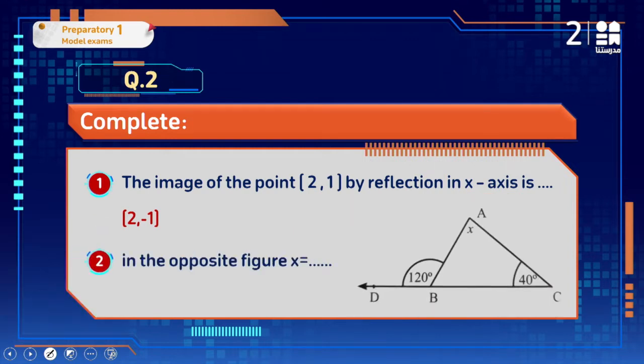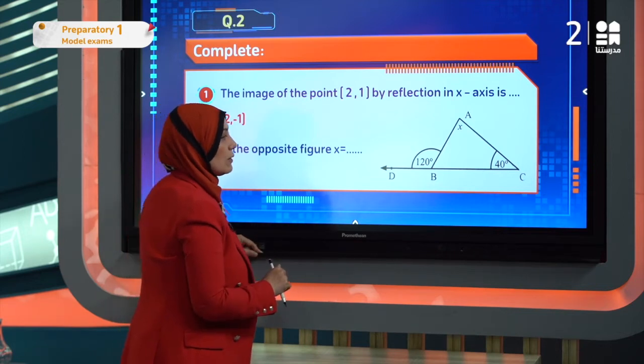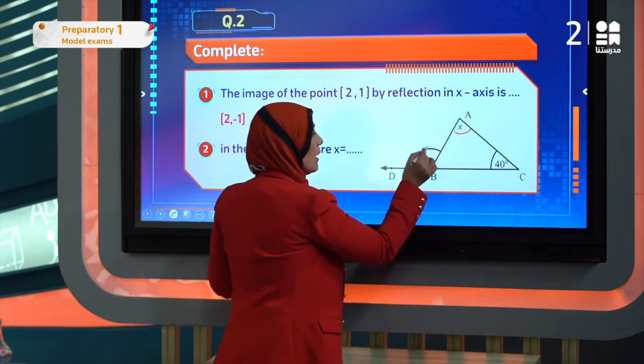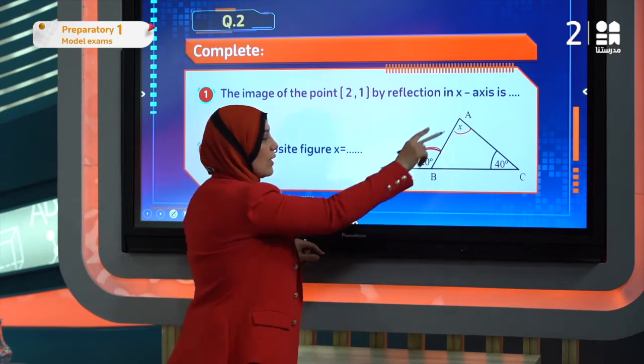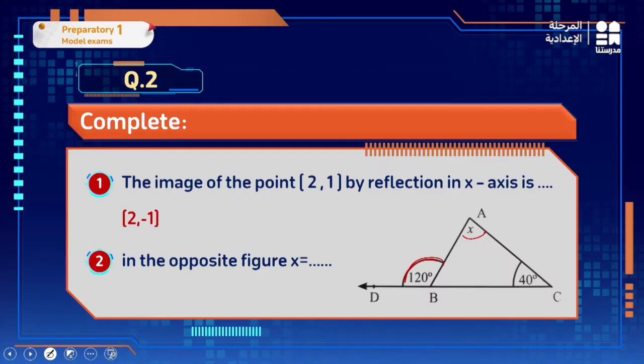Number 2, in the opposite figure, x equals what? This is the exterior angle for the triangle ABC. As we know, the exterior angle is the sum of the two interior angles, not this one beside it, but the other two angles. So I can think about it, x plus 40 equals 120, by subtracting 40 from both sides, x is 80. Yes, x is 80.